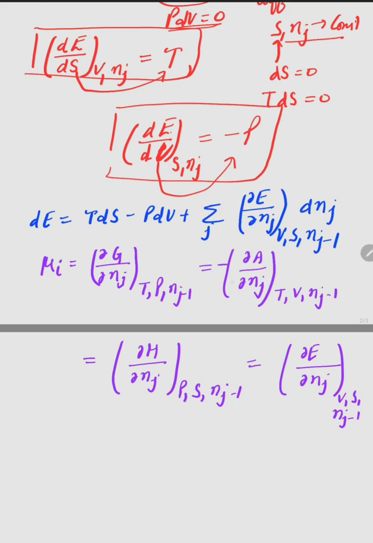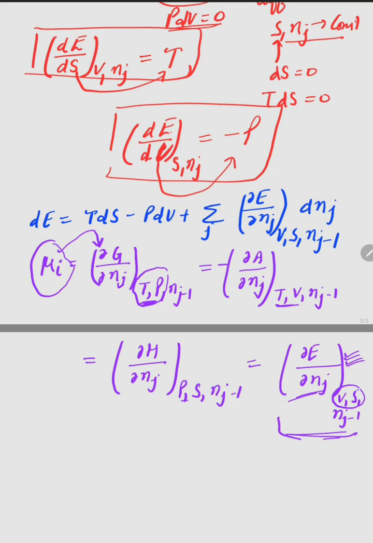So there are four relations for the chemical potential. Every relation depends upon the parameters which we keep constant. For example, in the first expression, if we keep temperature and pressure constant, then chemical potential is the change in free energy with number of moles. And you can see in the last expression, when we keep volume and entropy constant, then chemical potential can be written as the change in internal energy with the number of moles.